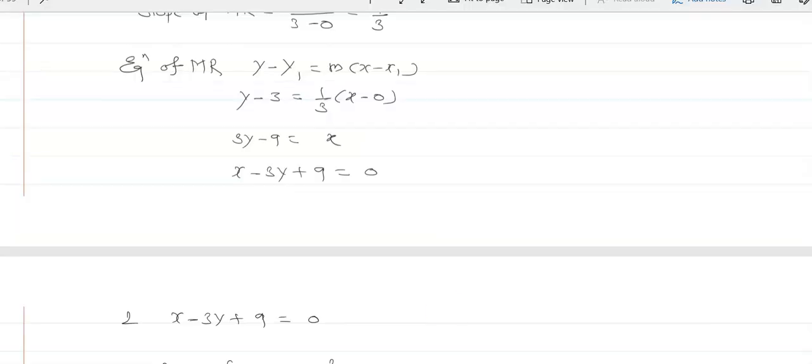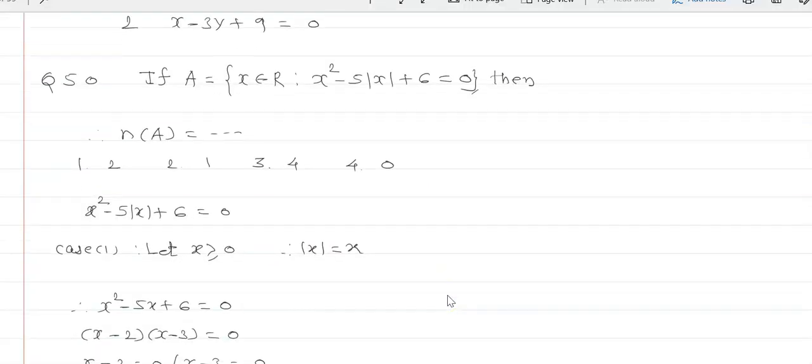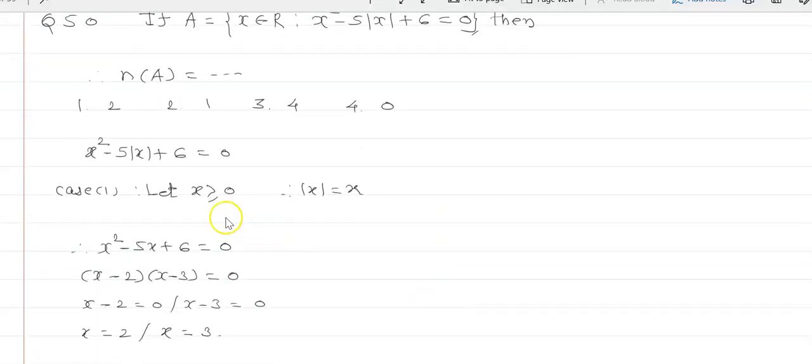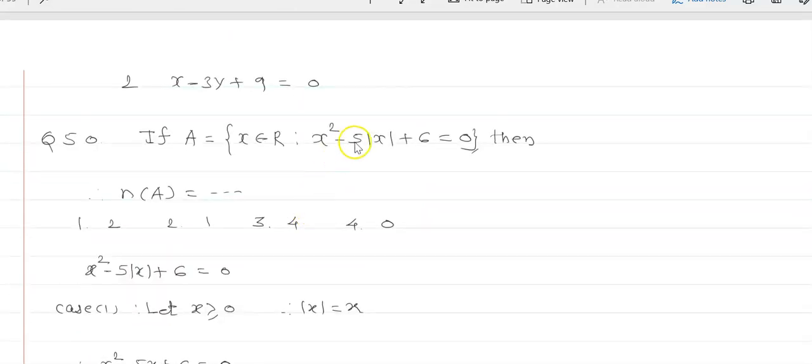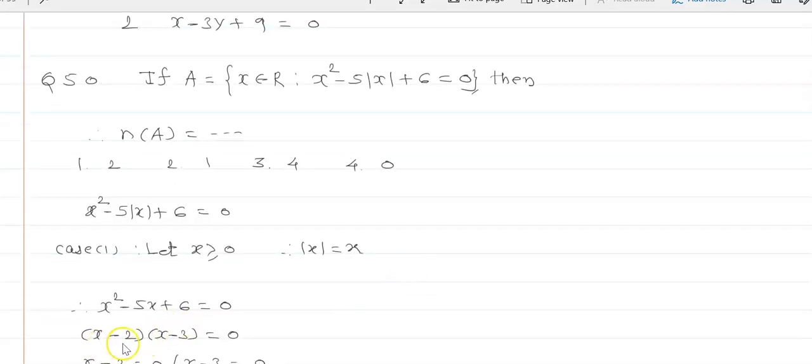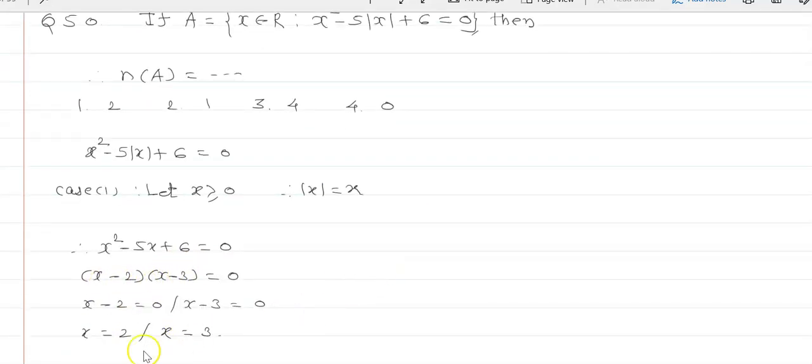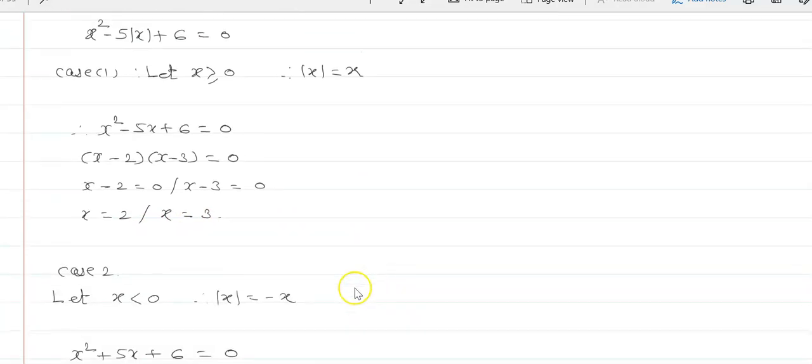Now again, you can see this here also. Case 1 is important. When x is greater than or equal to 0, mod of x is equal to x. Therefore this equation becomes x square minus 5x plus 6, that is (x minus 2)(x minus 3). Solve that: x is equal to 2, x is equal to 3.